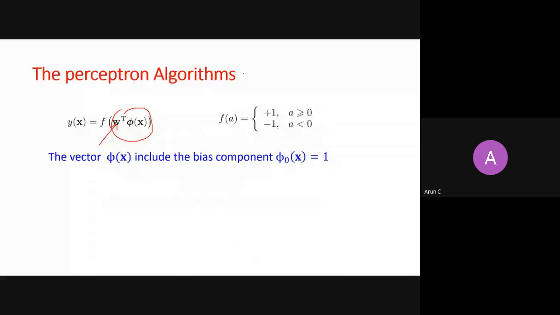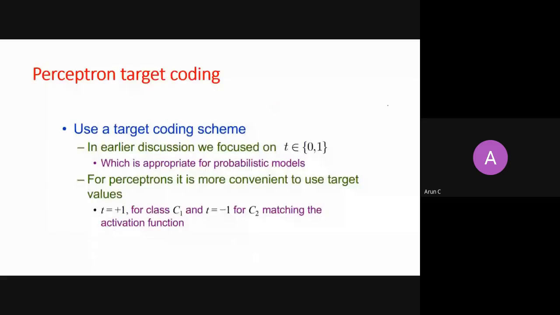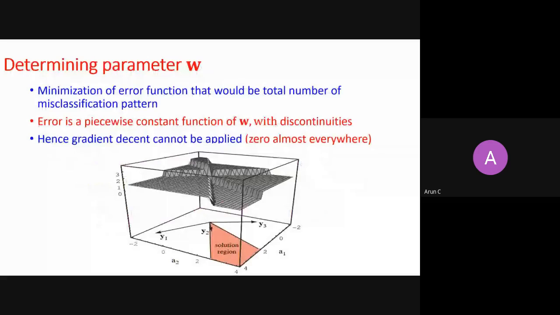Because it is not a probabilistic model, the coding for the target variable is +1 and -1, right? So the target variables are +1 if it is above the hyperplane, and -1 if it is below the hyperplane, right? We said that there is a cost function. It could be piecewise constant, but if it is piecewise constant, we cannot apply gradient descent. So we should come up with some better cost functions where we can apply gradient descent, right?